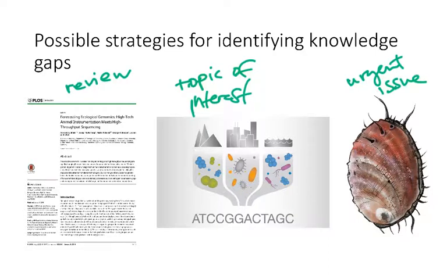So this is red abalone, like I just talked about in the research in my lab. We're studying red abalone in part because it's this urgent economic issue and they're not doing well right now. So those are three different possible strategies, and we'll start with this one right here and then we'll walk through the rest.